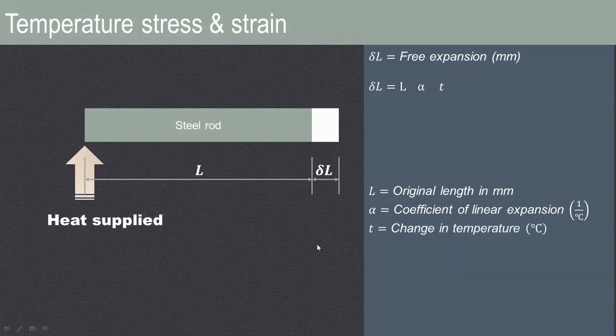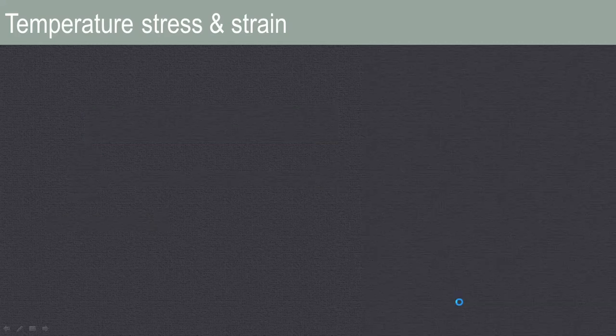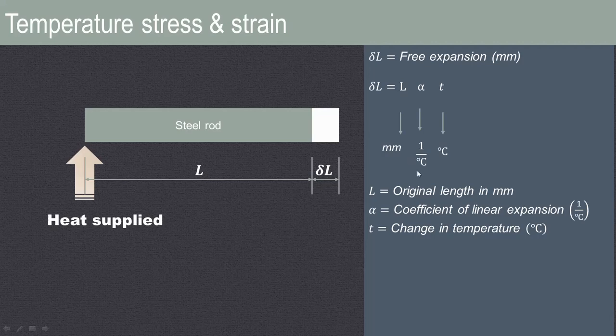This coefficient of linear expansion explains, for a 1 degree centigrade change in temperature, what will be the increase in the length of that material. L is in mm, alpha is per degree centigrade, that is 1 upon degree centigrade, and T is the change in temperature. For example, the original temperature is 20 and now it becomes 50, so 50 minus 20, that is 30, will be the change in temperature. The degree centigrade and per degree centigrade cancel out and you get delta L in mm. So this is the concept of temperature, stress and strain.